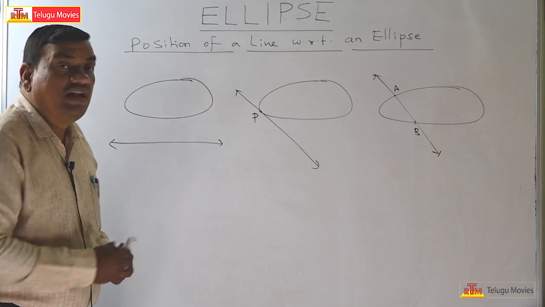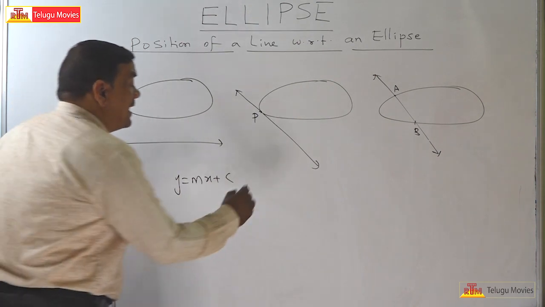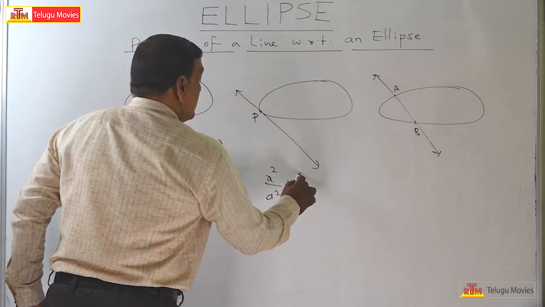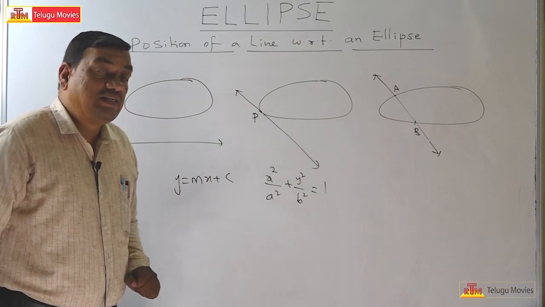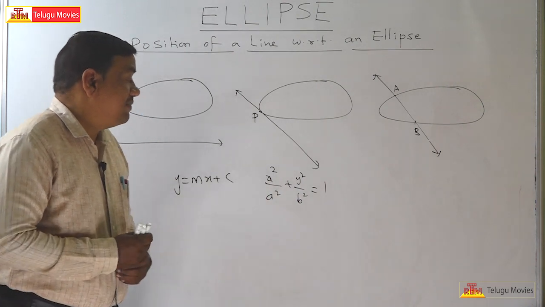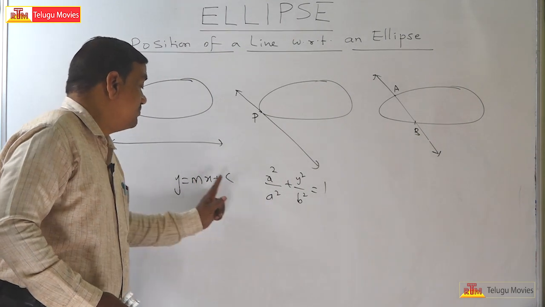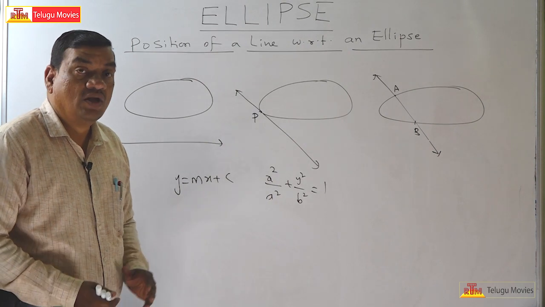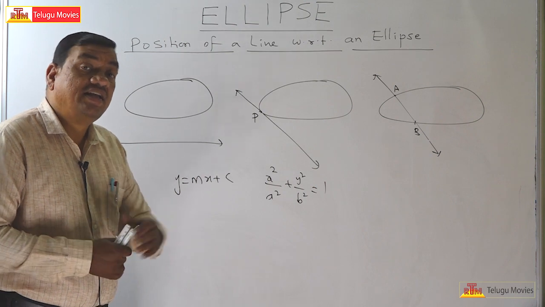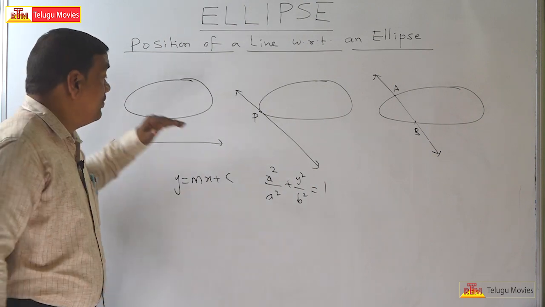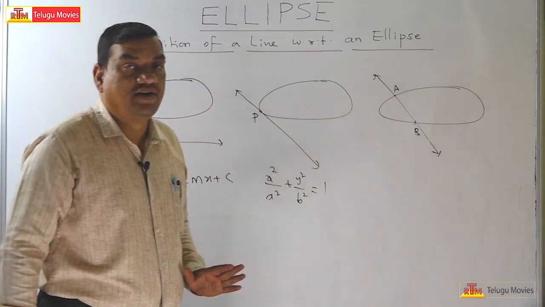Now, I have given one straight line, y is equal to mx plus c form, and an ellipse, x square by a square plus y square by b square is equal to 1. By seeing the values m, c, a, b, is there any relation between m, c, a, b so that we can decide whether the line does not touch the ellipse, the line is a tangent, or the line is a secant? That we are going to see.